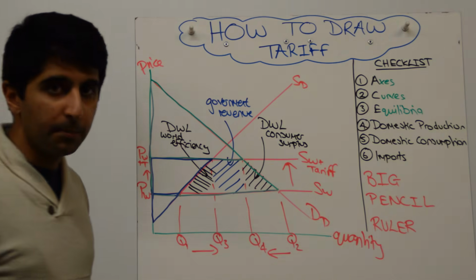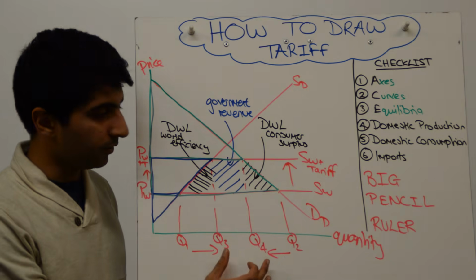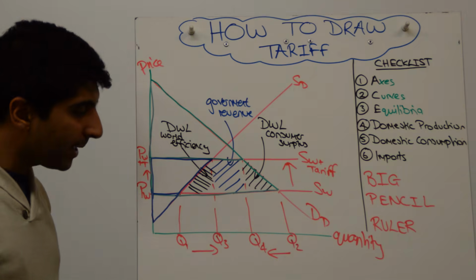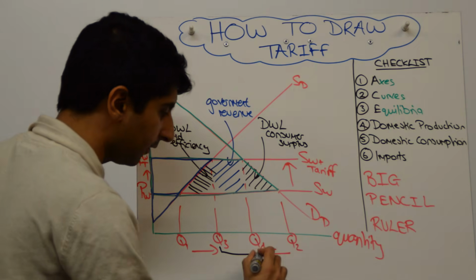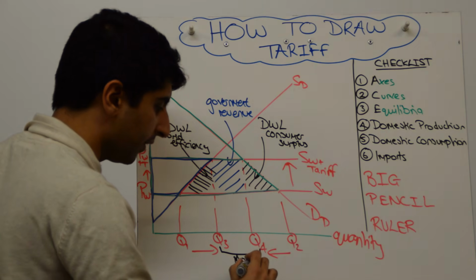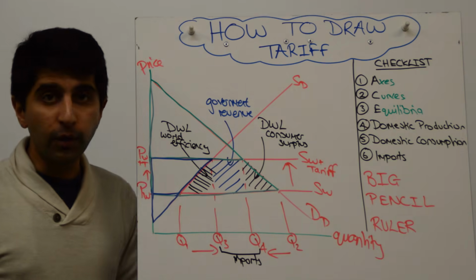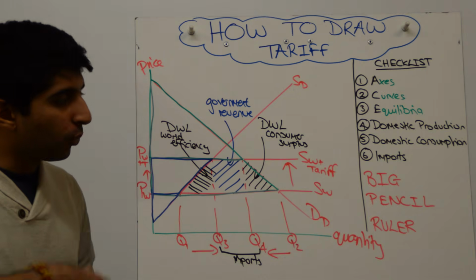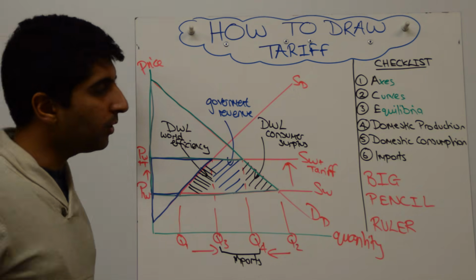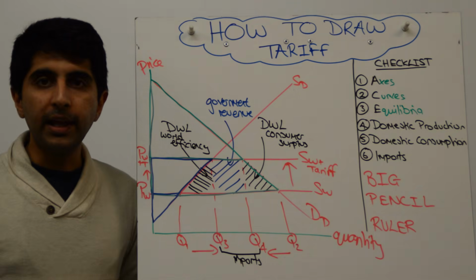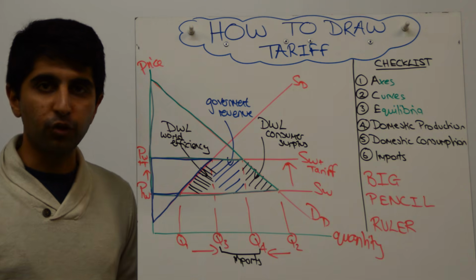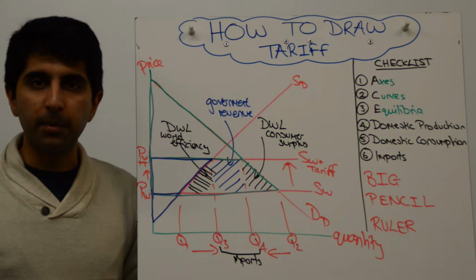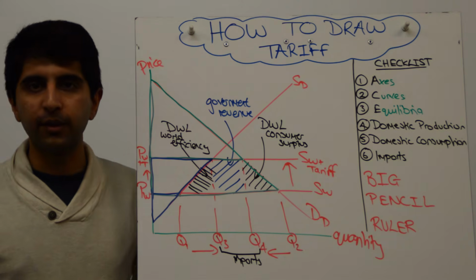Have we shown what's happening to imports? Yes, we have. We can see a squeeze of imports from Q1, Q2 to now only Q3, Q4. If you want to label that, you can do. That's not necessary, but if you want to just show the examiner that you know now what the level of imports are, you can do something like that, and that's a fine thing to do. We've even gone one stage further. We've shown the government revenue, we've shown the two inefficiencies here. One is a deadweight loss of consumer surplus, the other one's a deadweight loss of efficiency, and we've shown the government revenue in blue as well. So we've shown lots and lots and lots of things on this diagram.